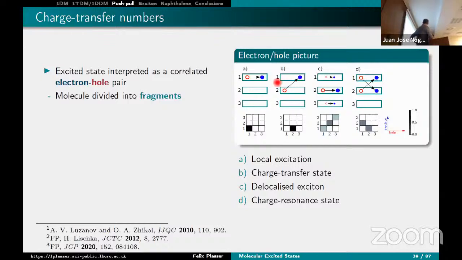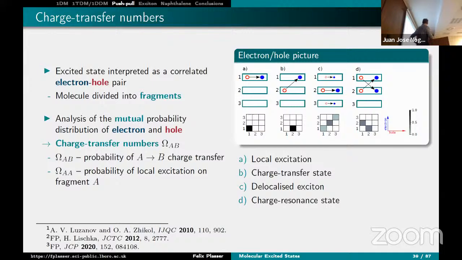And then we can turn this into a matrix representation. If electron and hole are always on one, then we have this element, then the hole is on two and the electron on one, and you can turn these arrows into a matrix representation, so that the local excitations are on the diagonal and the charge transfer excitations on the off-diagonal. And this is what ends up being the charge transfer number, often called omega AB, and this value gives you the probability of charge transfer from A to B, or the probability of a local excitation on A. And now this allows you to distribute the excitation over different fragments.